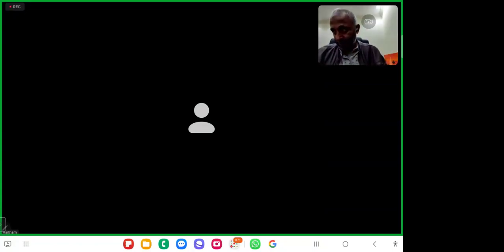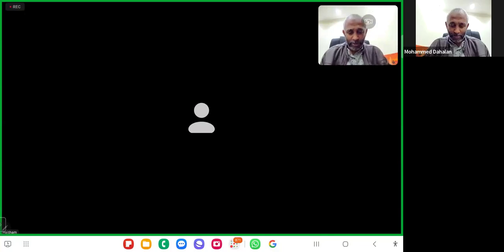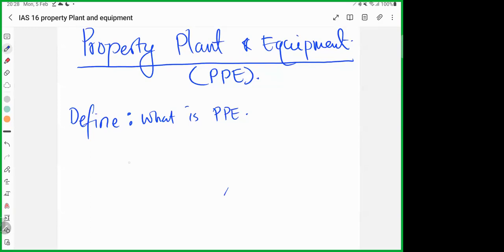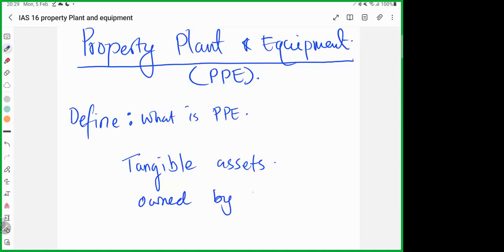Property, whatever it is, it's owned by the... Property, what, any tangible assets owned by... Okay, wait. I'll note it down. What you're saying is, now you used a very key term: tangible. Tangible asset. We said tangible assets owned by a certain entity. Control, yeah.